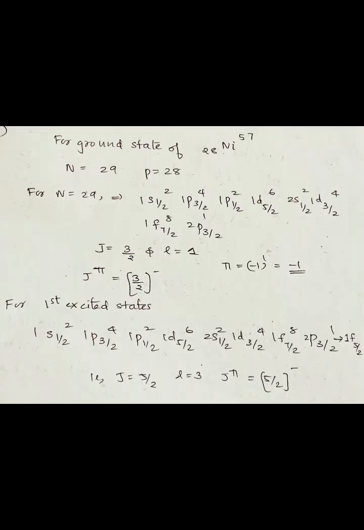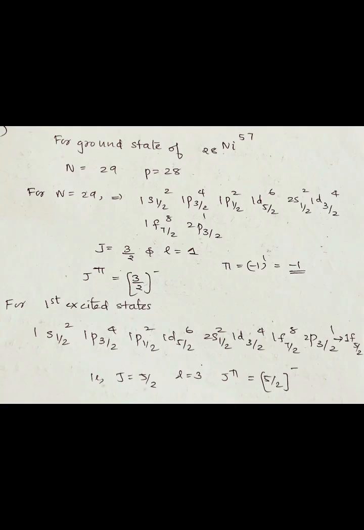The next question is: the spin parity assignments for the ground and the first excited state of the isotope 28Ni57 in the single particle shell model are dash. So here for the ground state of 28Ni57, we know that the number of neutrons is equal to 29 and the protons is equal to 28. So here the odd one is N = 29.